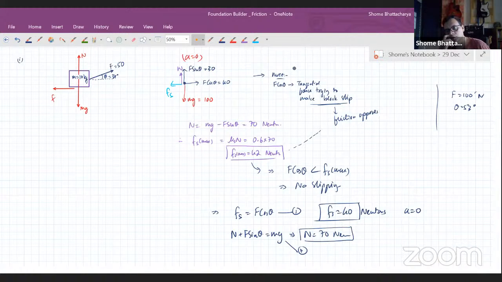Very good, Om. Now work out the second part and try to get the answer correct. Change the magnitude of the force from 50 to 100 and change the angle theta from 37 to 53, keeping everything else the same. Okay, I will verify the answer. Please send it to me.